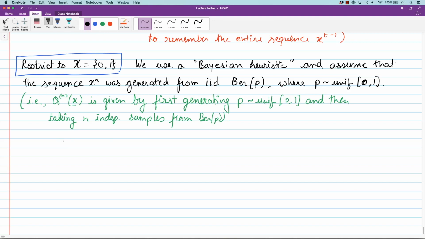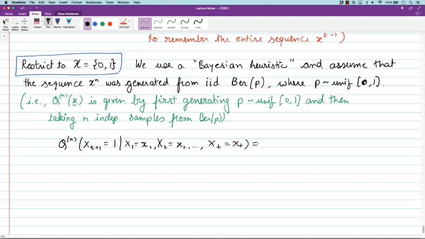So let's try to compute this probability from this distribution Qn of, let's say, x t plus 1. What's the probability that this is 1 given the past? So you have already seen x1 equals small x1, x2 equals small x2, up to xt equals small xt.